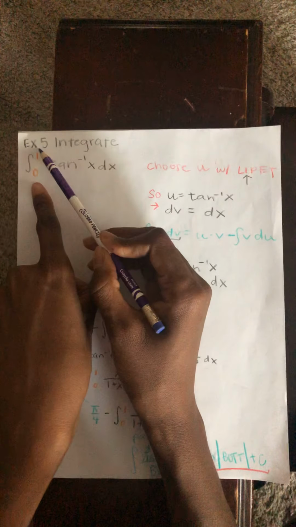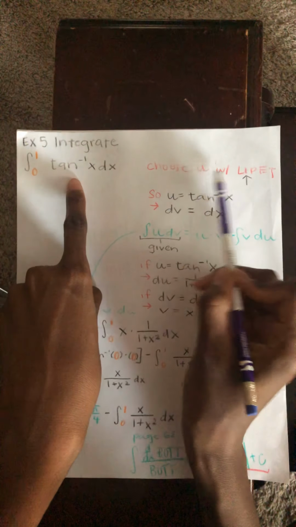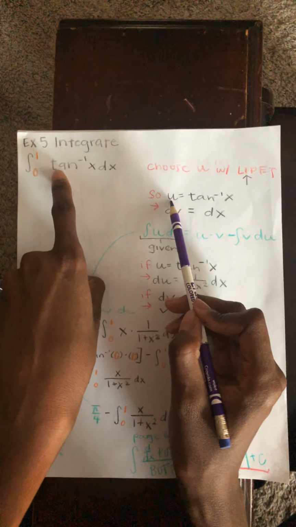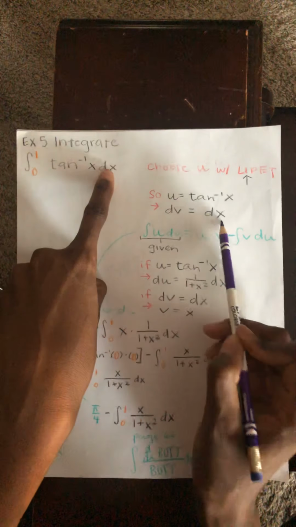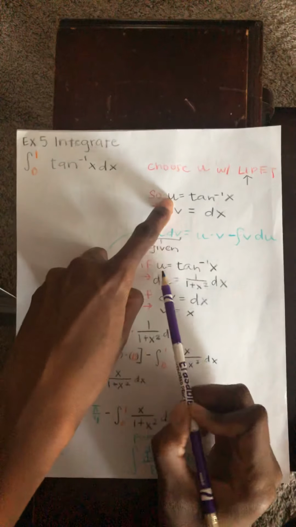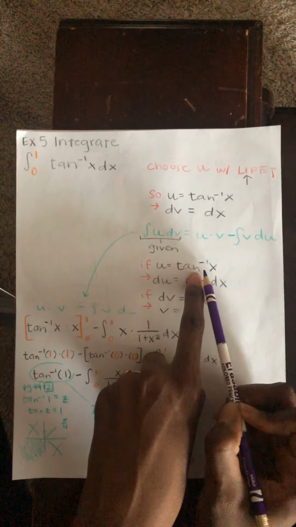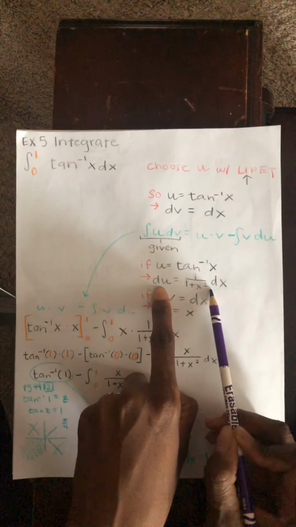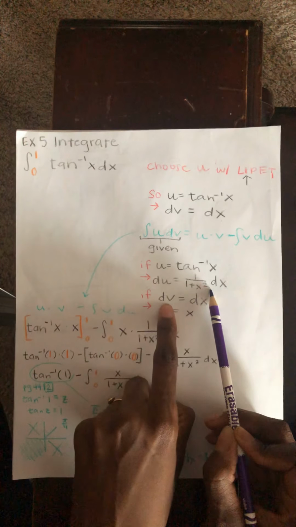For 5, we are evaluating an integral from 0 to 1. Again, we're choosing our u. We have our inverse, so we choose our u to be tan inverse, and then our remainder is just dx. We use our green thing that we were supposed to have memorized. We have our u, which is tangent inverse. We have to find the derivative of u, which is from our chart that you need to have memorized. And then our dv is everything else.